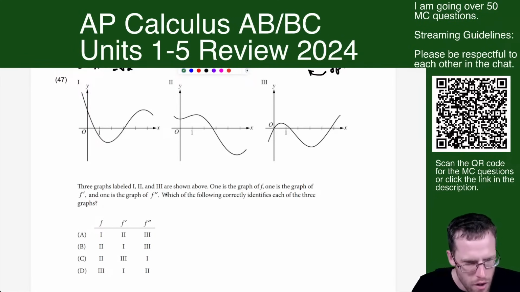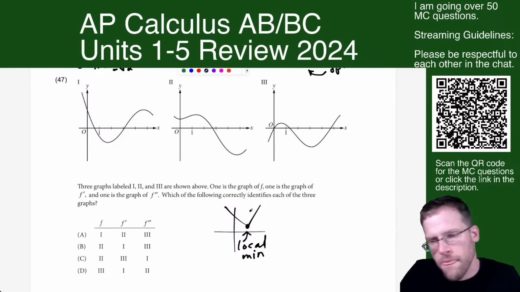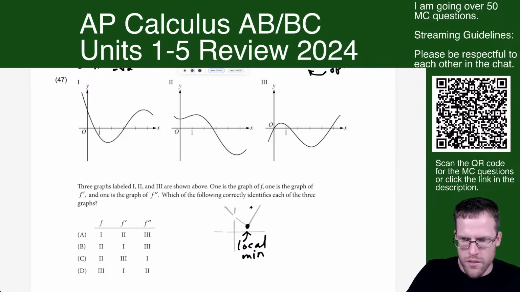Are the relative minimum and max always the zeros? No. Sometimes you're going to have an absolute value function, and this is a local minimum. But notice this local minimum is where the derivative is undefined. So this is the sneaky kind. Okay, so not always.